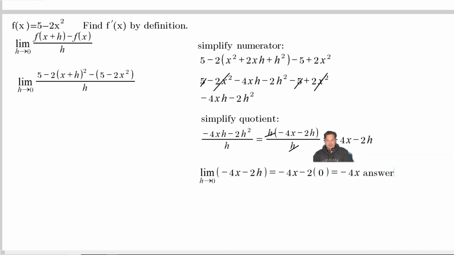If you learn some basic derivative rules, you'll eventually see that differentiating 5 minus 2x squared using the rules will also give you negative 4x, obviously much faster than this.